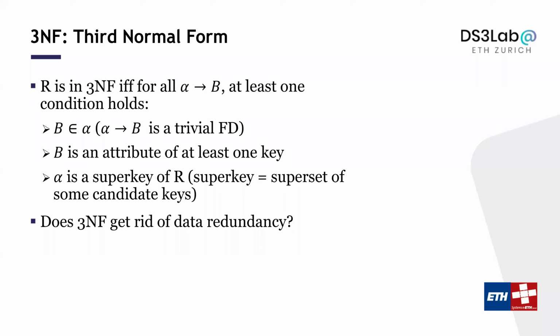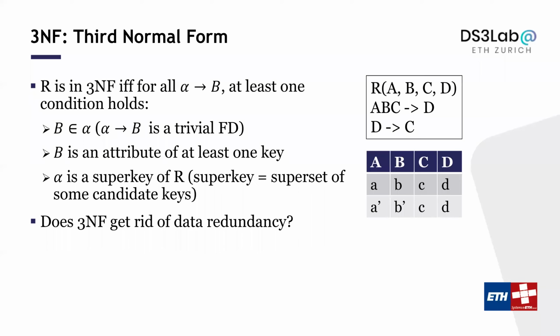Another question we want to understand is, once we have a relation in third normal form, does it get rid of all the data redundancies? It's actually no. To understand why, let's look at this example. We have 4 attributes and 2 functional dependencies. One functional dependency is from ABC to D, and another is from D to C.